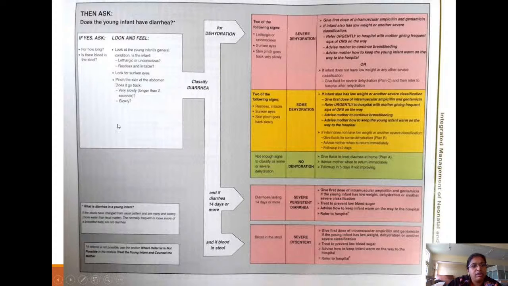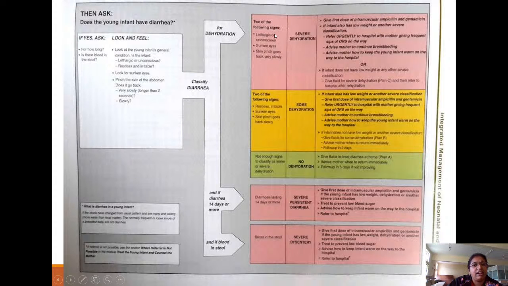So this is what you are going to do. Does the young infant have diarrhea? If yes, then how long? Is there any blood in the stool? Then look at the infant: general condition, whether he is lethargic or unconscious, restless and irritable, sunken eyes. Pinch the skin of the abdomen, whether it goes back very slowly, taking longer than 2 seconds. Then you classify for dehydration.